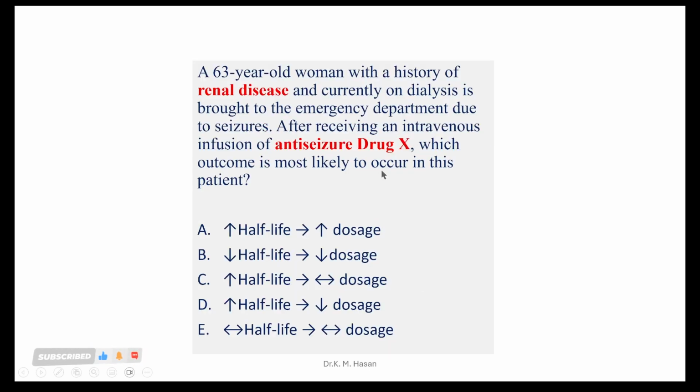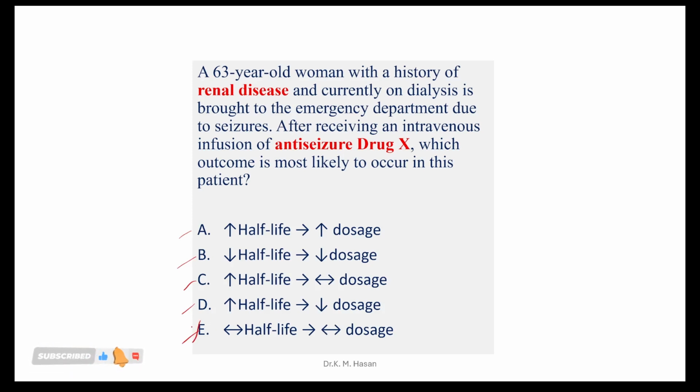Okay, the case here: we have a 63-year-old woman with a history of renal disease, currently on dialysis, who is brought to the emergency department due to seizures after receiving an intravenous infusion of anti-seizure drug X. Which outcome is most likely to occur in this patient? Number one, increase half-life, decrease half-life, increase half-life, increase half-life, no change in half-life.